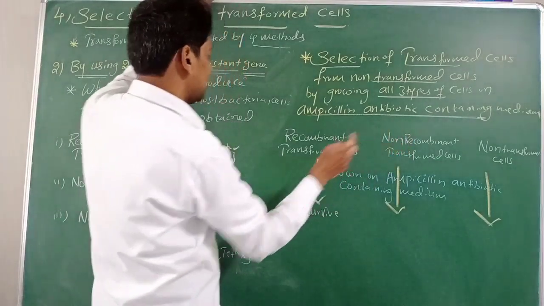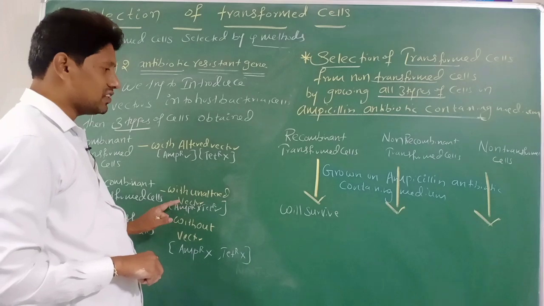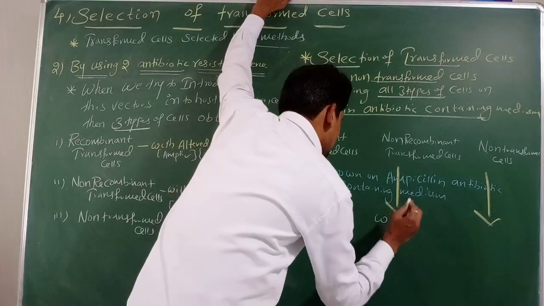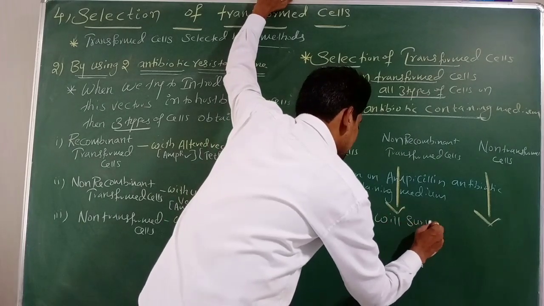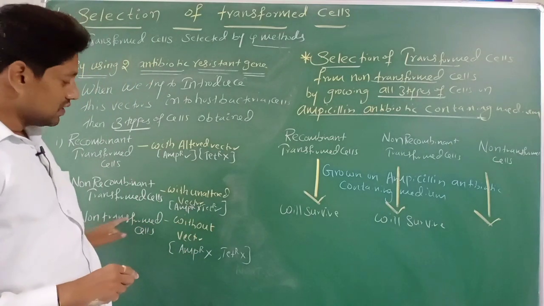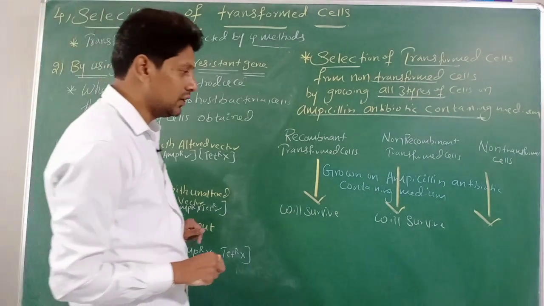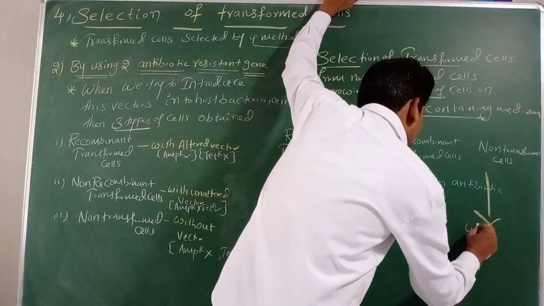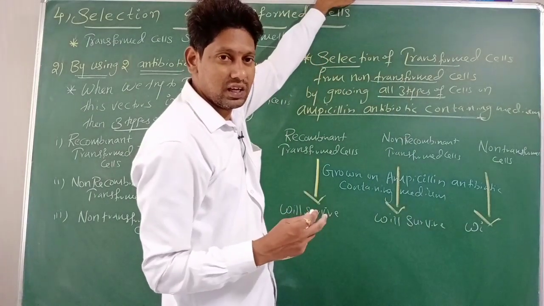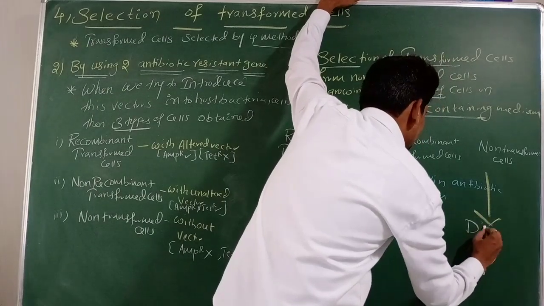Sir, the non-recombinant transformed cell also has the ampicillin antibiotic resistant gene. Therefore, the non-recombinant transformed cell will also survive. Now go for the third one, the non-transformed cell. Does this non-transformed cell have the ampicillin antibiotic resistant gene? No. Therefore, when grown on ampicillin, will it survive? No, it won't survive.